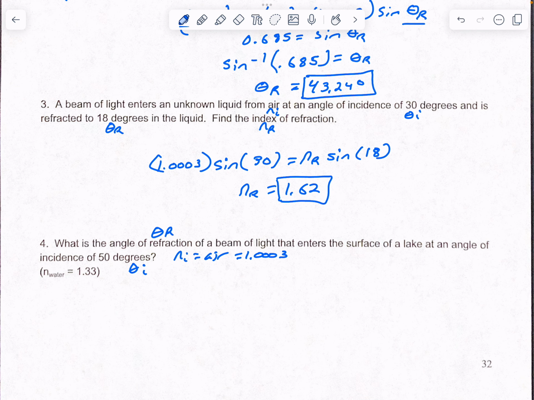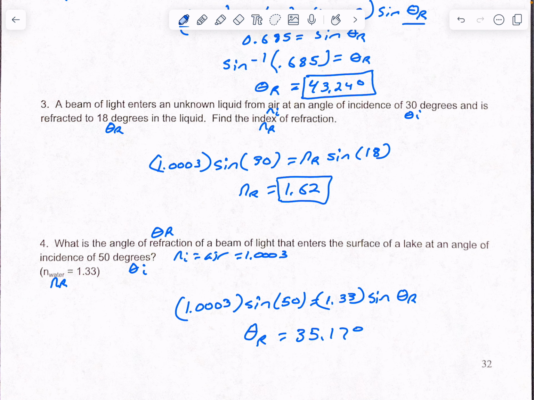So you have Ni, you have your original angle, and you have your Nr right here, since you're now in water, that's your new one. So we're just going to plug in. Ni, 1.0003, times sine of your original angle, which is 50, equals Nr, which is 1.33, times sine of your angle, which we don't know. I would multiply the left side, divide both sides by 1.33, and then take the inverse sine of that, and then you get a theta r of 35.17 degrees.